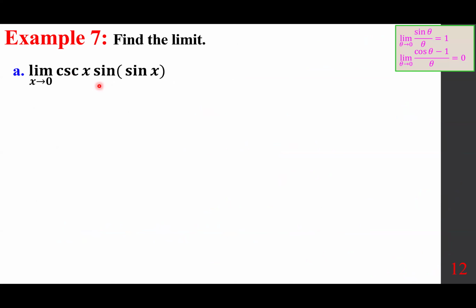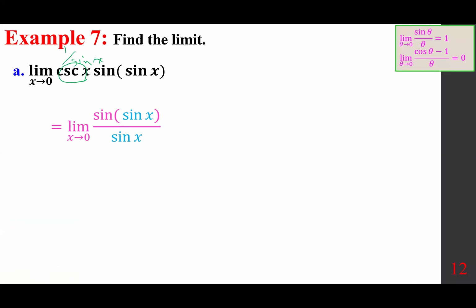Limit of cosecant x times sine of sine x as x approaches 0. And we're going to go from the beginning. Remember, the limit of sine theta over theta as theta approaches 0 is 1. The limit of cosine theta minus 1 over theta as theta approaches 0 is 0. So we're going to use one of those. And we notice that cosecant is 1 over sine. So we write it in this fashion.